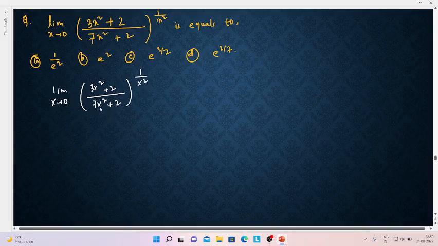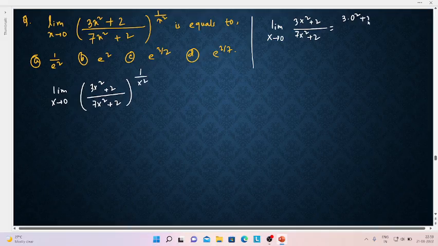So basically, when we put x equals 0 on that particular function, let me write down that thing. It will be limit x tends to 0, (3x square plus 2) over (7x square plus 2). When you put x equals 0 in the numerator and denominator, it will become 3 times 0 square plus 2 over 7 times 0 square plus 2, right? So it is nothing but 0 plus 2 over 0 plus 2, which is 2 by 2, which is nothing but 1. So the limit of (3x square plus 2) over (7x square plus 2) is nothing but 1, right?